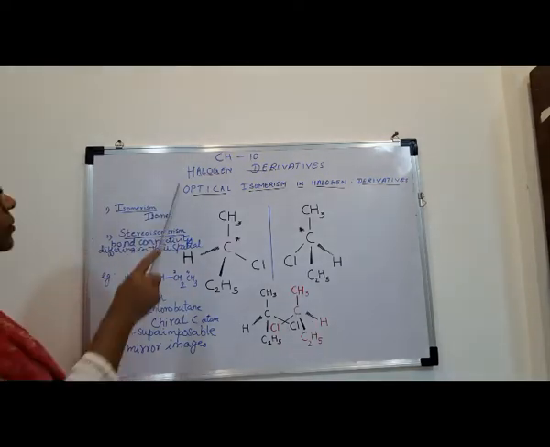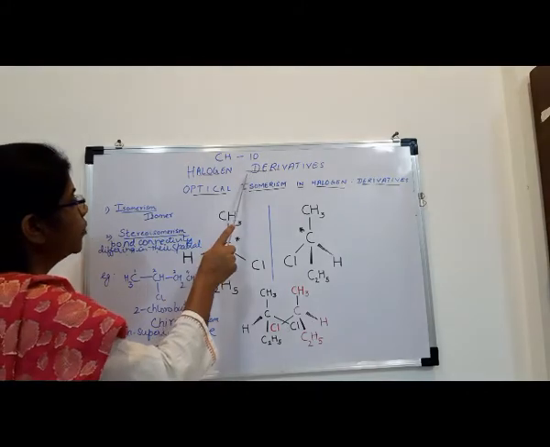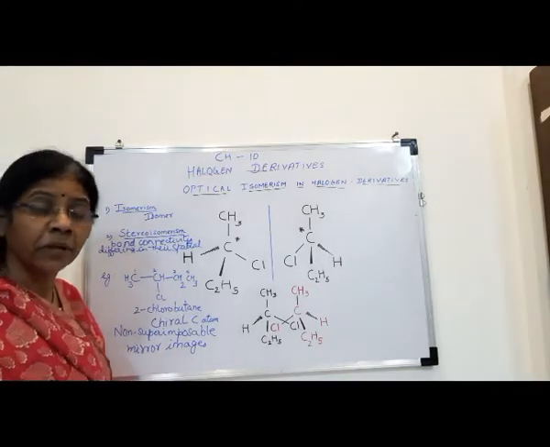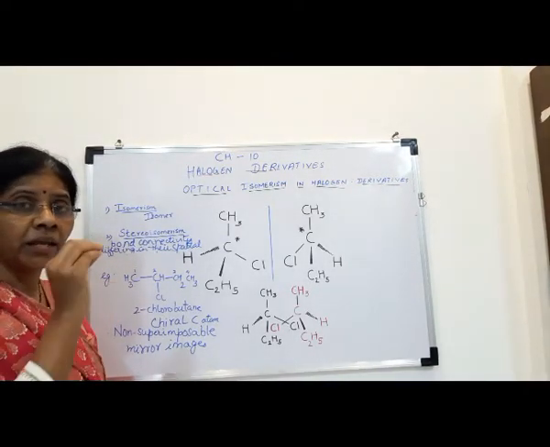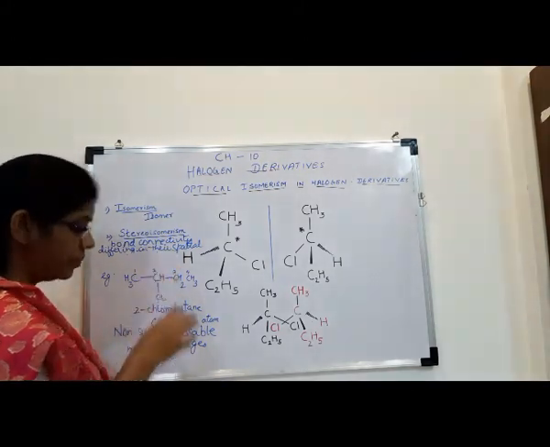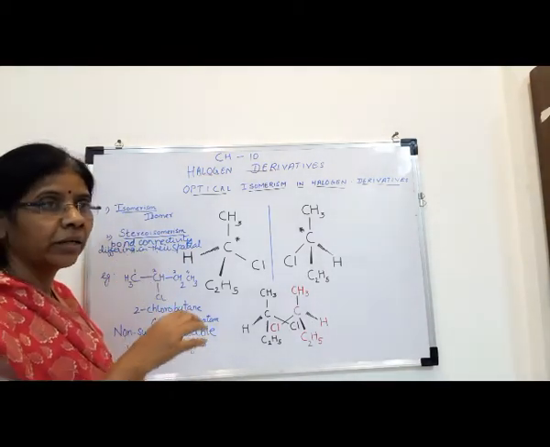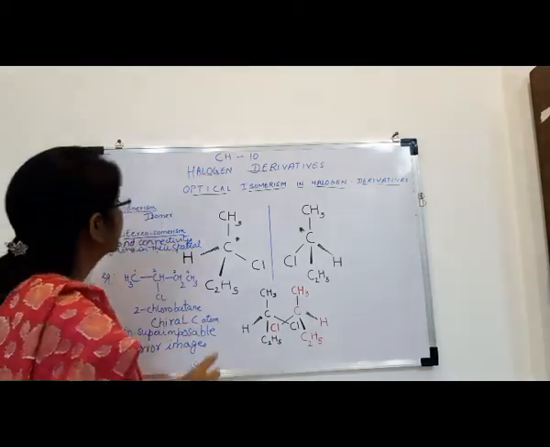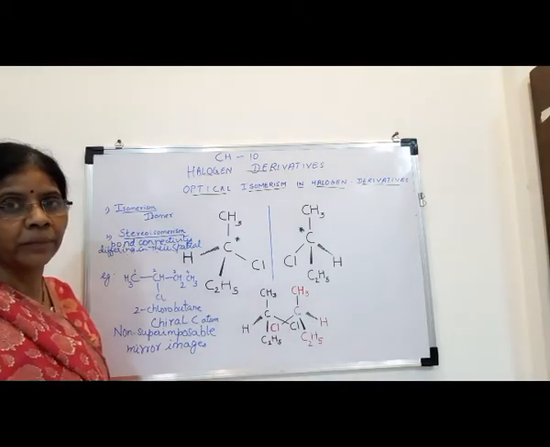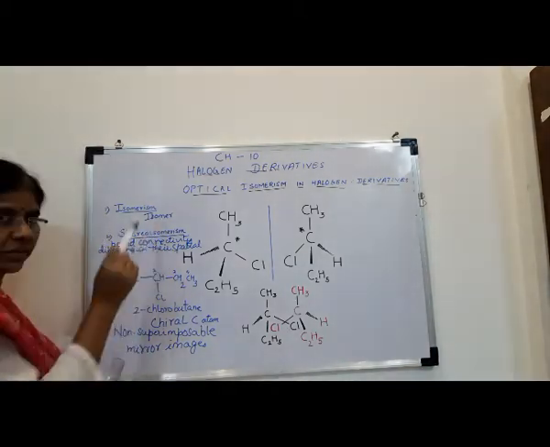Now, in order to understand optical isomerism, we must understand what we mean by isomerism. Isomerism is a phenomenon in which two or more compounds, two or more molecules, have the same molecular or chemical formula, but they differ in their structural formula. So the compounds which exhibit this phenomenon are called isomers.